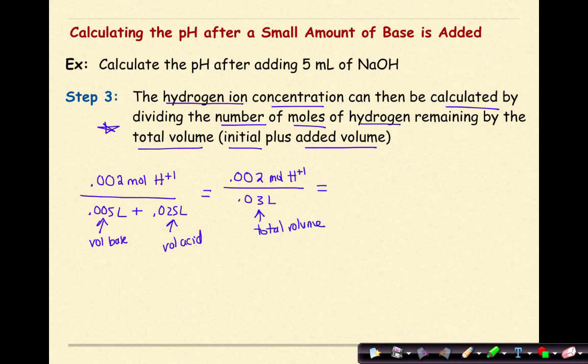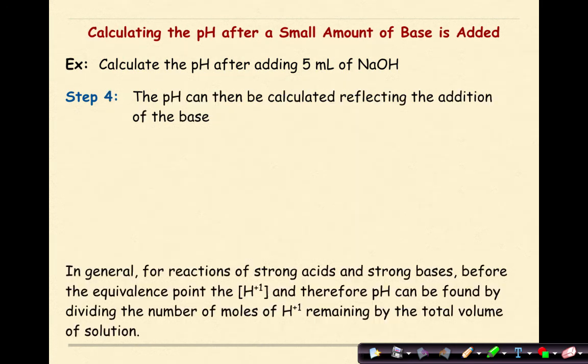And when I work this out, my new molarity for my hydrogen ions will be 0.0667 molar H+. So that is the molarity after we have neutralized that addition of the 5 milliliters of the sodium hydroxide. The pH can then be calculated reflecting the addition of the base.